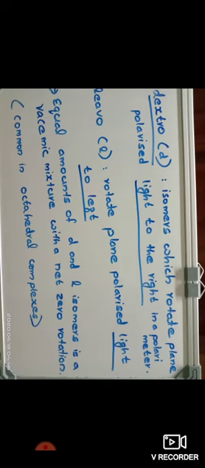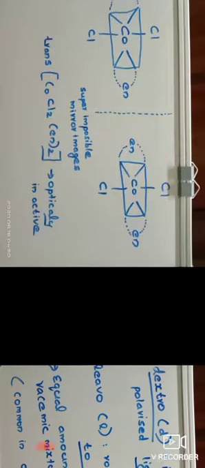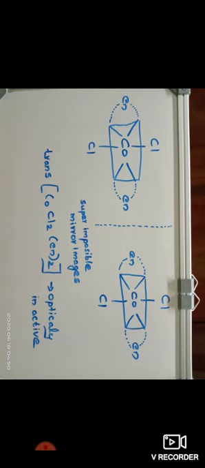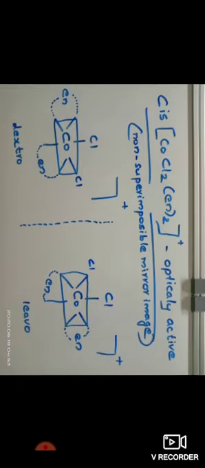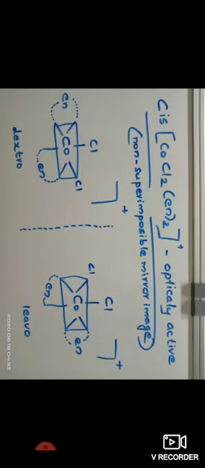It is commonly seen in octahedral complexes. You can see this example. Both are superimposable, meaning it is trans, which is optically inactive. Trans means same group on opposite side. This is a trans isomer and it is optically inactive. But this example will show optical isomerism because they are non-superimposable on their mirror image.